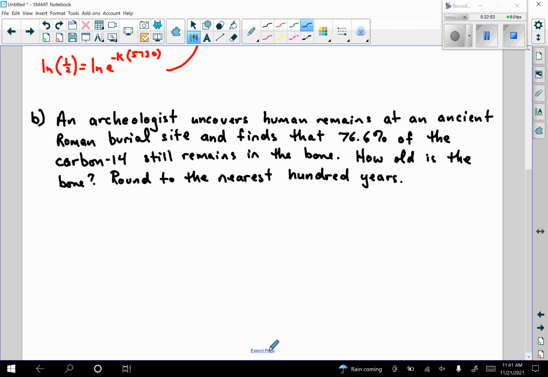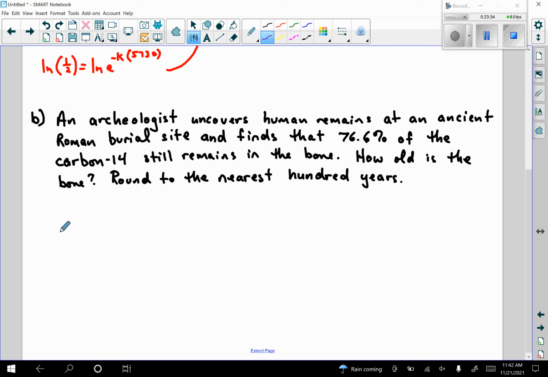I think this example is pretty cool. An archaeologist uncovers human remains at an ancient Roman burial site and finds that 76.6% of the carbon-14 still remains in the bone. How old is the bone? We're going to round to the nearest 100 years. So because it's 76.6% that remains, it hasn't gone down to a full half yet. So we know a full 5,730 years haven't passed yet. So we know it's not going to be that old.